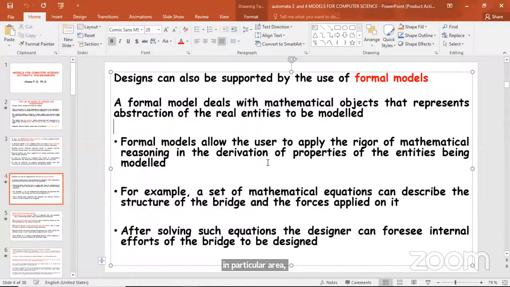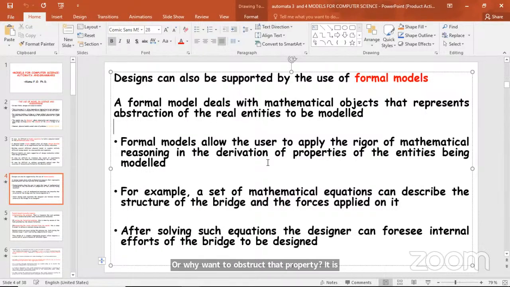Now, I hope you can still hear me. For example, a set of mathematical equations can describe the structure of the bridge we talked about earlier, and the force applied on it. So instead of talking about the whole construction, we could look at just one aspect of it, the force applied on the bridge. Why do we want to abstract that property?